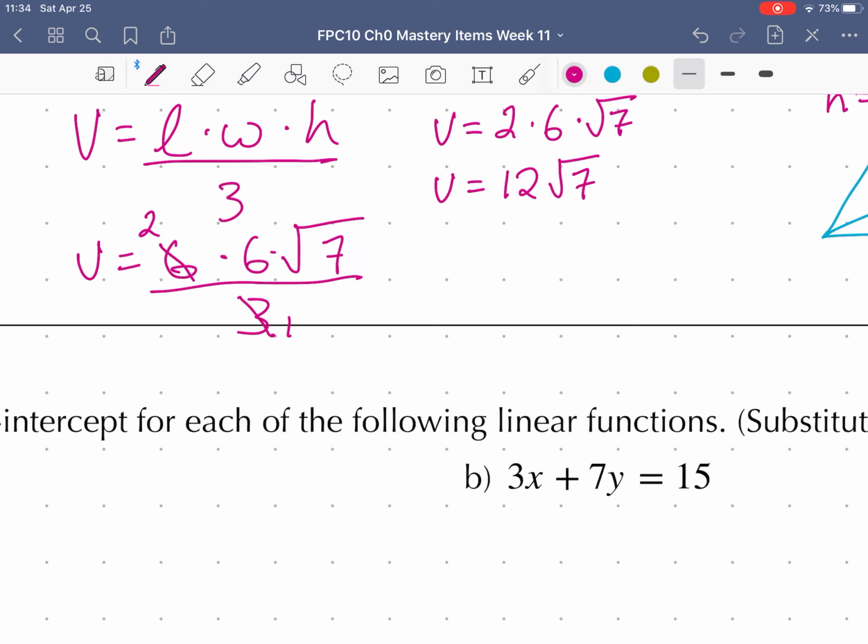And I believe that's in cubic meters. Meters cubed. That is the exact value. If I want to do my decimal approximation, I can always do 12 times the square root of 7, which is equal to 31.7 meters cubed.